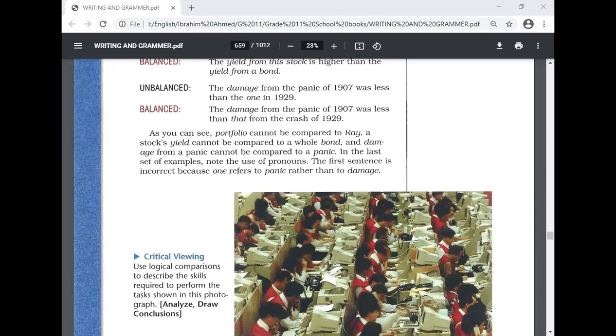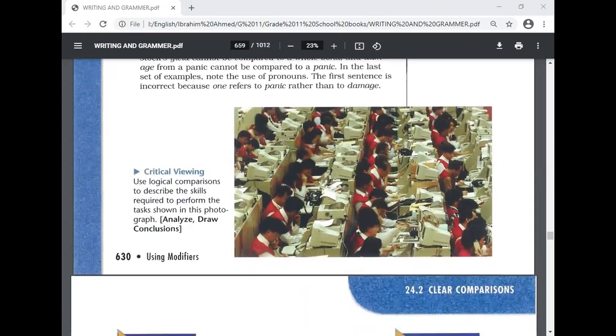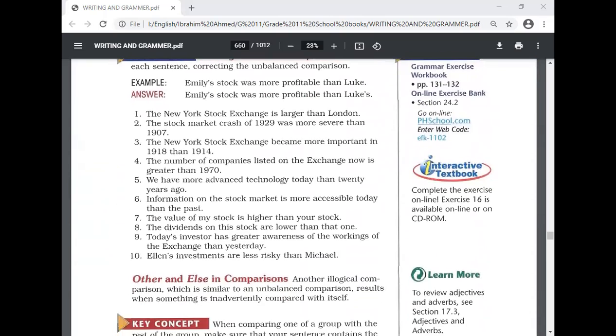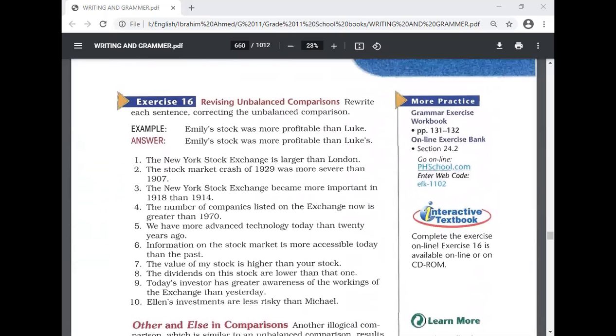As you can see here, portfolio cannot be compared to Ray, as we said. We explained this part. Let's go to exercise 16. We have an example. Rewrite each sentence, correcting the unbalanced comparison. Emily's stock was more profitable than Luke. It should be Emily's stock was more profitable than Luke's stock.